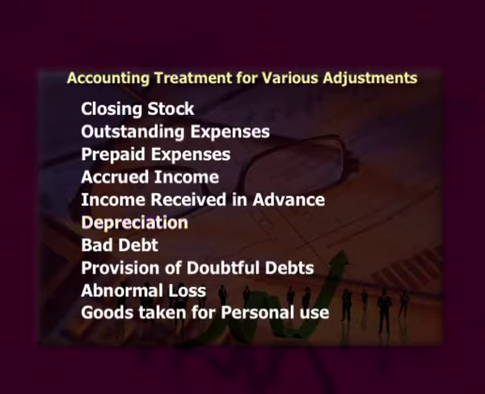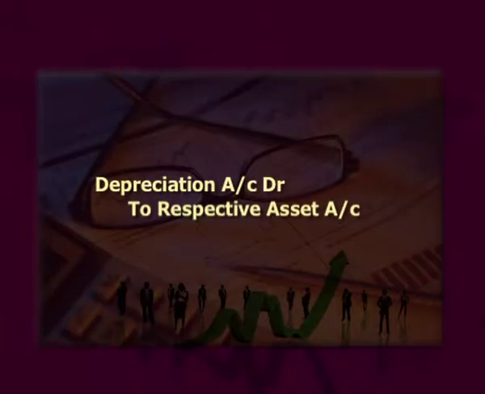What is depreciation then? The wear and tear of the depreciable asset due to its usage and other factors is known as depreciation. Adjustment entry: depreciation account is debited to the respective asset account. Its effect on final accounts: depreciation is debited to P&L account. The amount of depreciation is deducted from asset and net value of that asset should be shown on asset side of balance sheet.